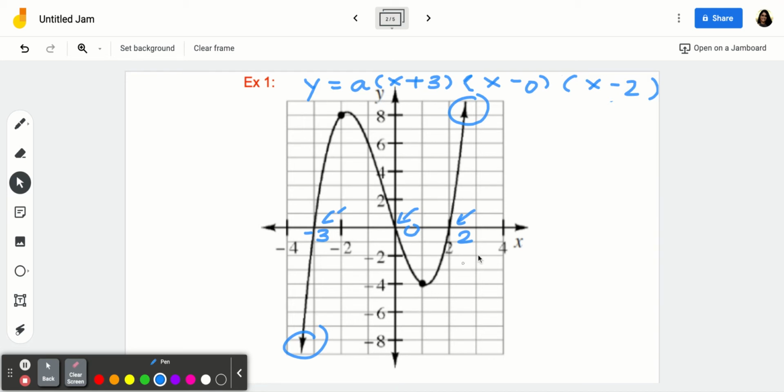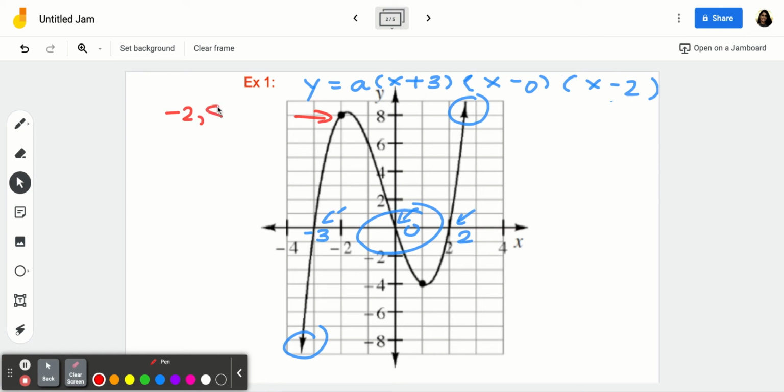Okay, now this is close to the answer, but we don't want this A here. So in order to solve for that A, we're going to plug in a point. The easiest point to plug in is usually the y-intercept. But the problem is the y-intercept is also the x-intercept, and we've already used it. So we're not going to use that one. Instead, we're going to use one of the labeled points. It doesn't matter which one. I'm going to go ahead and use this labeled point of -2, +8.